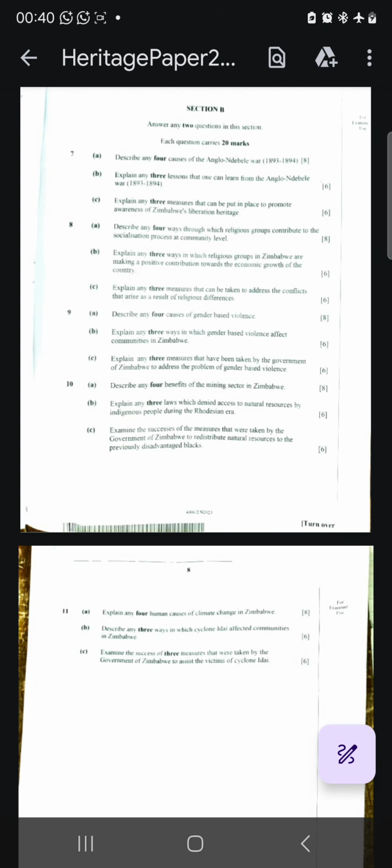So 8b says, explain any 3 ways in which religious groups in Zimbabwe are making a positive contribution towards the economic growth of the country. You have to read very well. You have to know the difference between political involvement, social involvement and economic involvement. So here we are dealing with economic, what religions are doing to improve people's wealth. That's what is being said here.